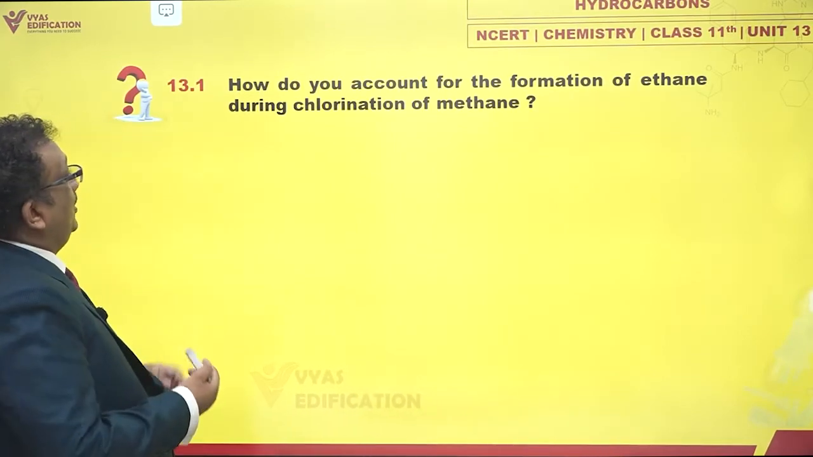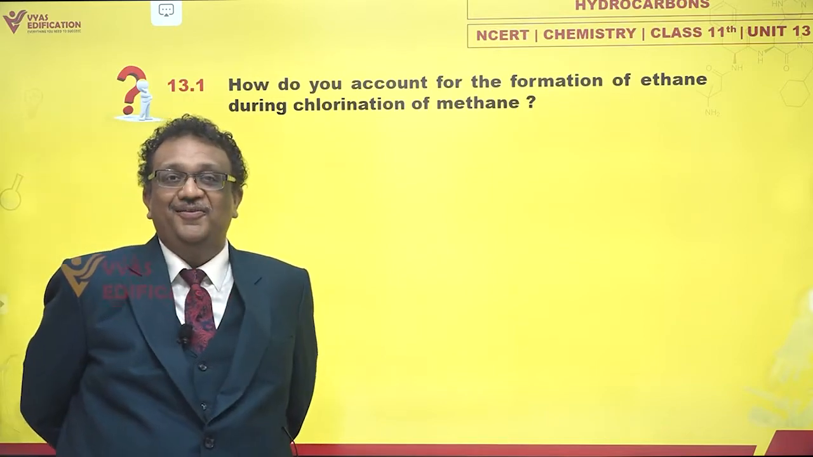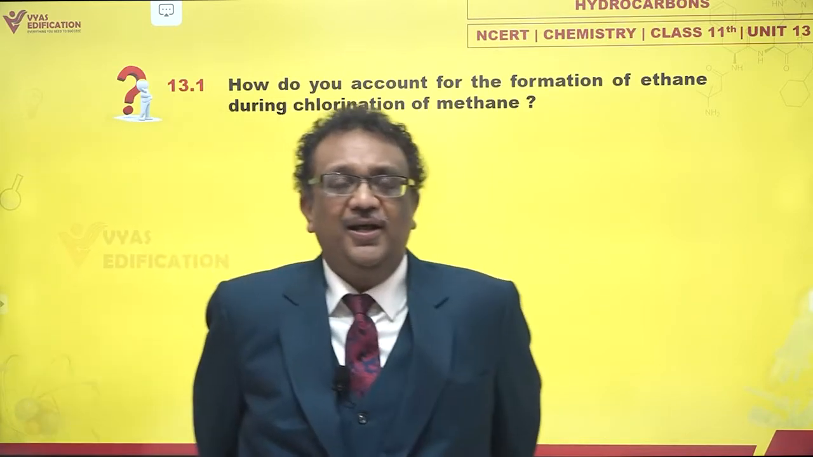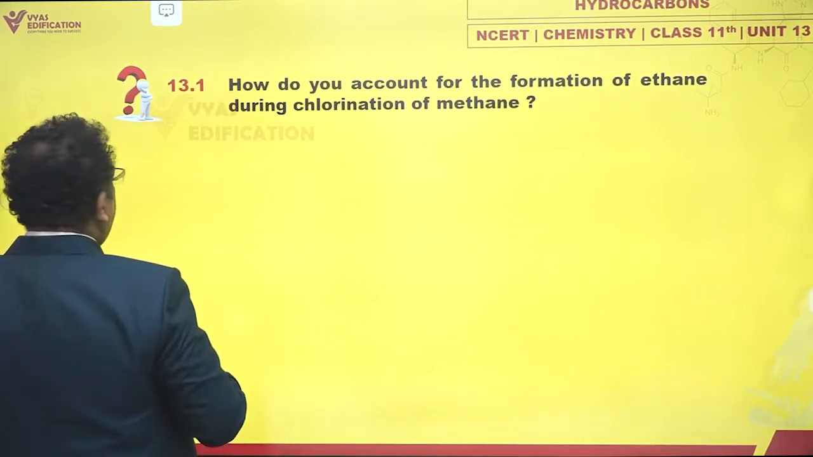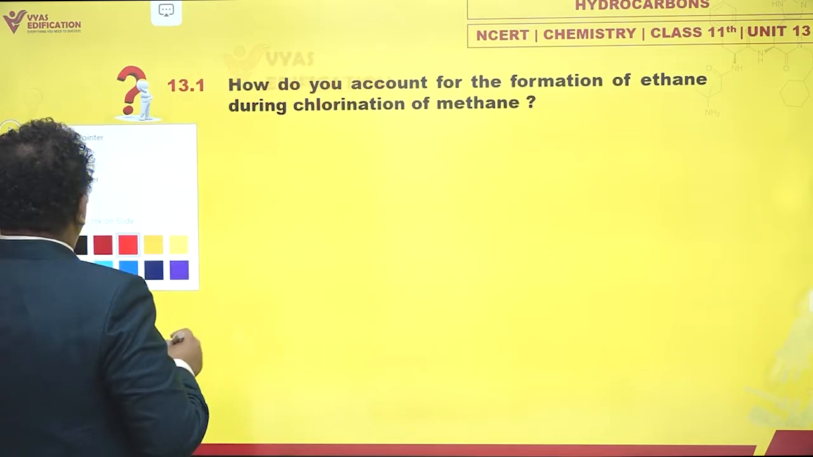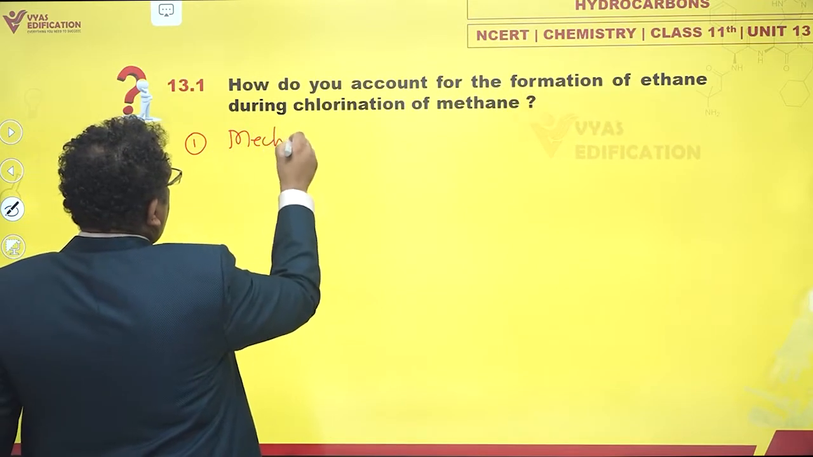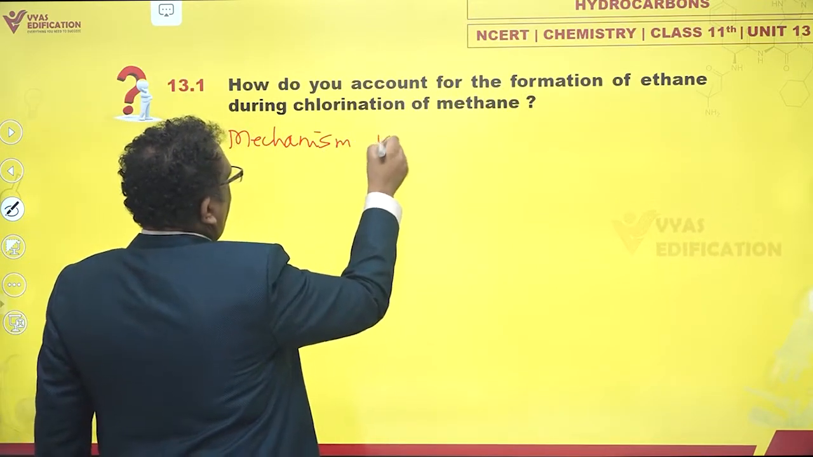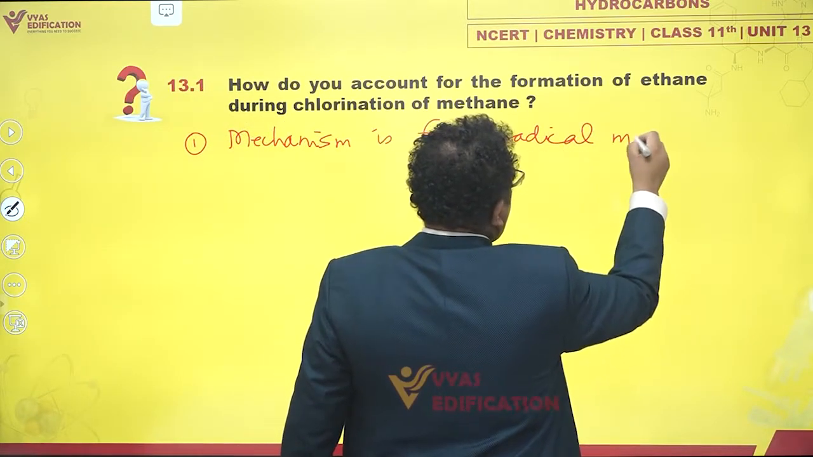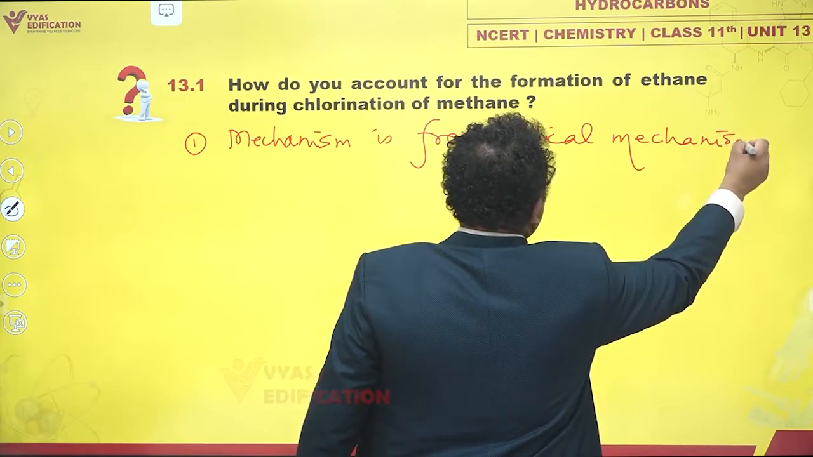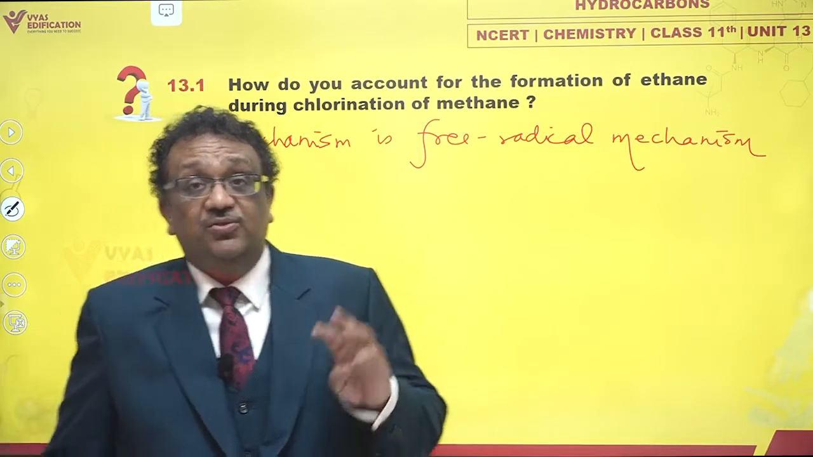The first question: how do you account for the formation of ethane during chlorination of methane? Wow. We are conducting a chlorination of methane, so please remember, the first point you mention is the mechanism. The mechanism is free radical mechanism. So you should first write down that the mechanism is free radical mechanism, right?